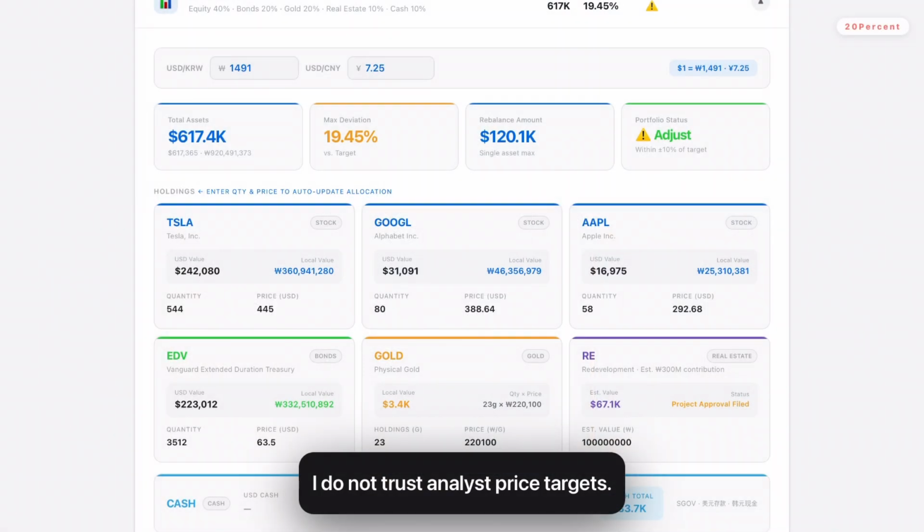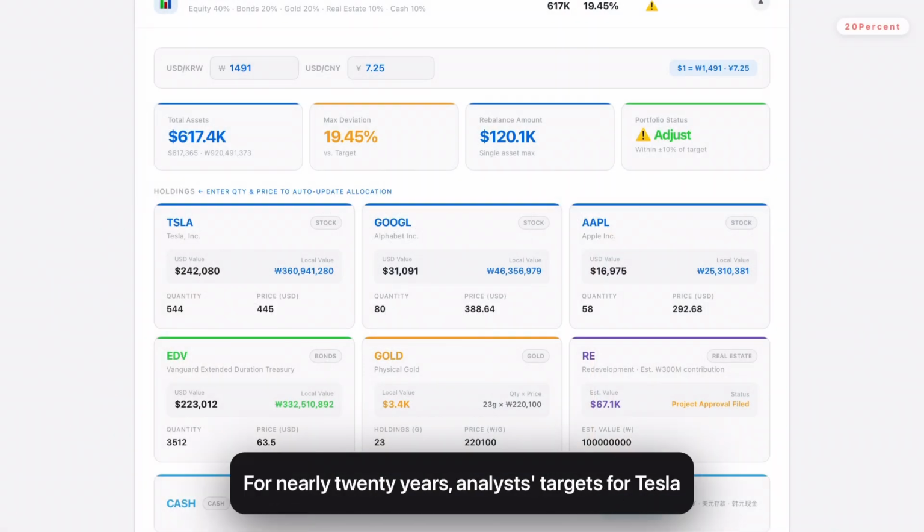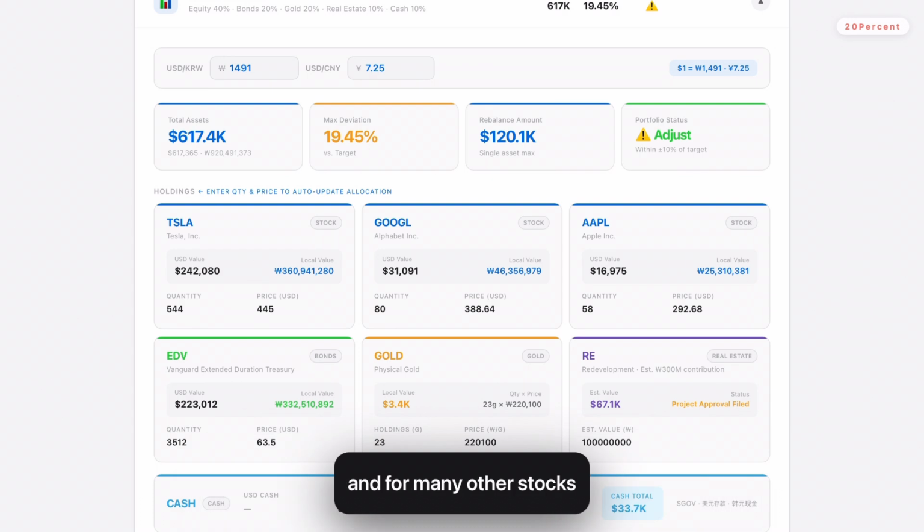I do not trust analyst price targets. For nearly 20 years, analyst targets for Tesla and for many other stocks have been wrong most of the time. If a judgment is truly worth trusting, it should be backed by evidence that has already been verified. An analyst's opinion is not evidence.